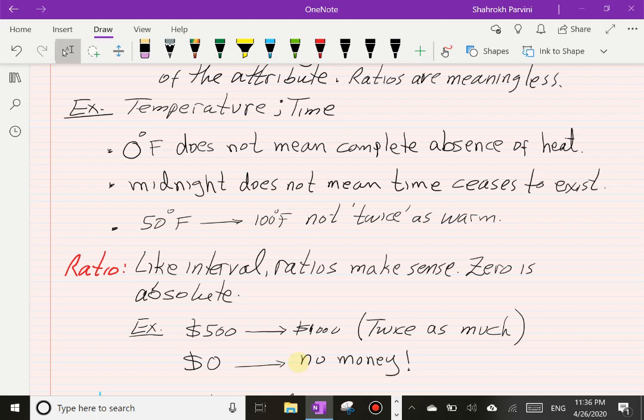And suppose I have $500. The person next to me has $1,000. So for this one now, this person, I can say the person that has $1,000 has twice as much as I do. See, that ratio of 1,000 to 500, the 2-to-1 ratio makes sense. So that's, again, the hallmark of ratio scale measurements.